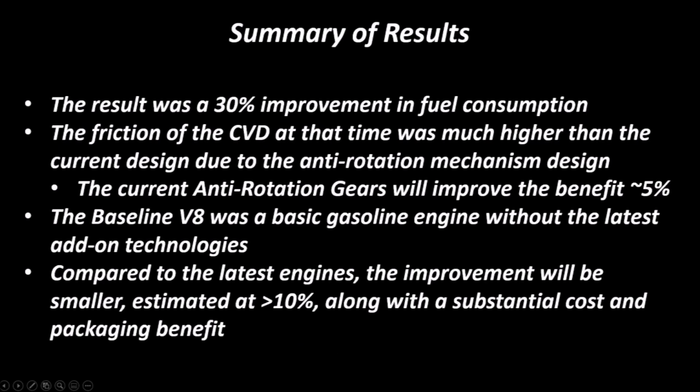The engine simulation showed the CVD had 30% better fuel consumption than the conventional gasoline engine. At the time, a low-friction nutator anti-rotation device had not been invented, so the CVD friction was worse than the conventional engine at full stroke. Since then, a new method has been developed using an anti-rotation gear set, which has eliminated the high friction element. At the same time, it was estimated that if a low-friction anti-rotation device could be developed, the improvement would be another 5%, or a 35% improvement.